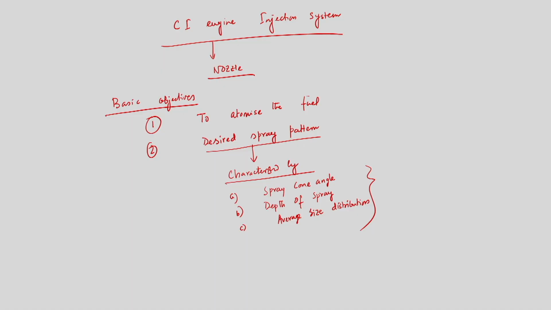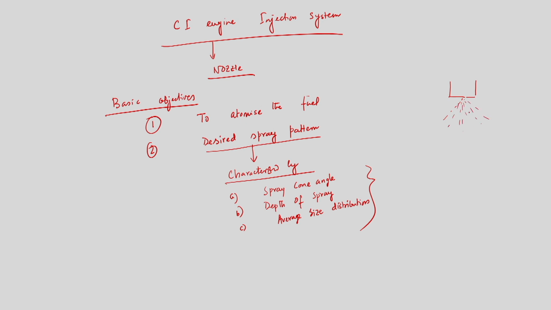To have efficient mixing, and thus efficient combustion, we need a desired spray pattern, and that is characterized by spray cone angle, depth of spray and average size distribution. So what do we mean by this? Suppose this is the nozzle, then fuel is spread, because we should have high injection pressure.